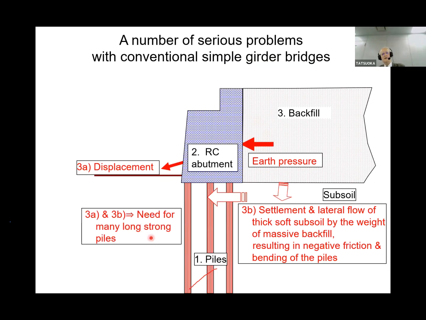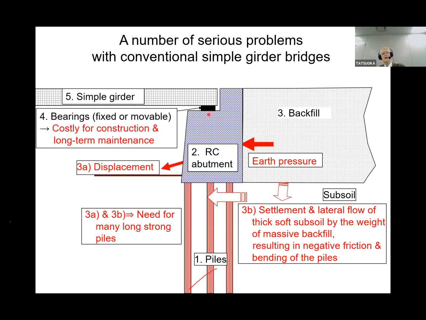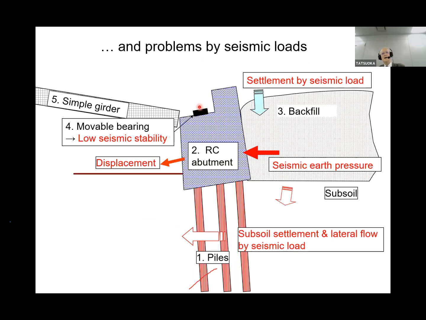many long, strong piles. In addition, here the bearing is costly for construction and long-term maintenance. And we have a long-term settlement here. And by the seismic loads, we may have a large settlement, and this damages the bearing, and dislodging of the simple girder is possible.